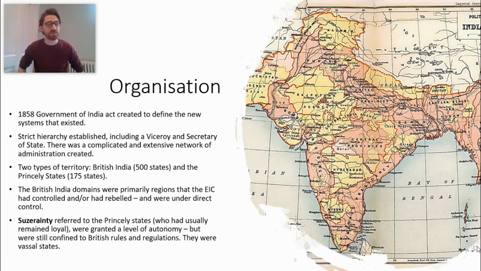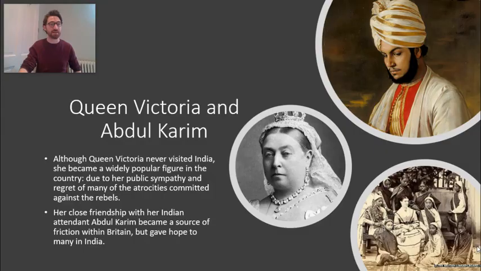Now you compare that to 175 states, which are called princely states, which were basically the middle class who were loyal to Britain, and they were given slightly more freedom as a reward for not rebelling against the British government. And if we look at those numbers, 500 British India states compared to 175 princely states, you can see that there was clearly a lot of support for the rebellion. But in this new system, you get new viceroys and secretaries of state, and they are tasked with trying to mend the broken relationship between Britain and the Indian population.